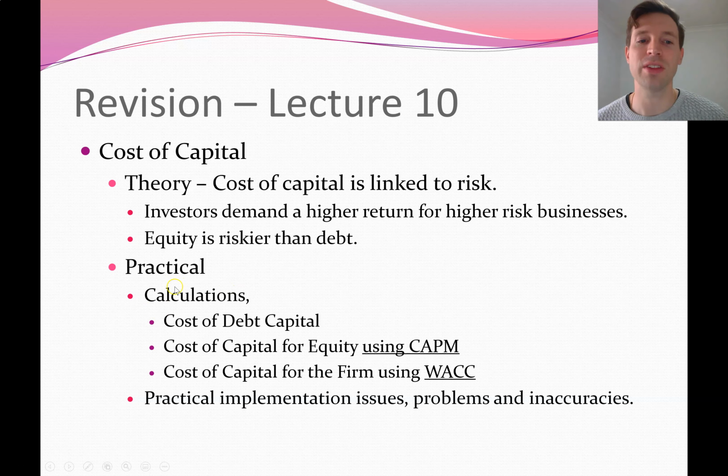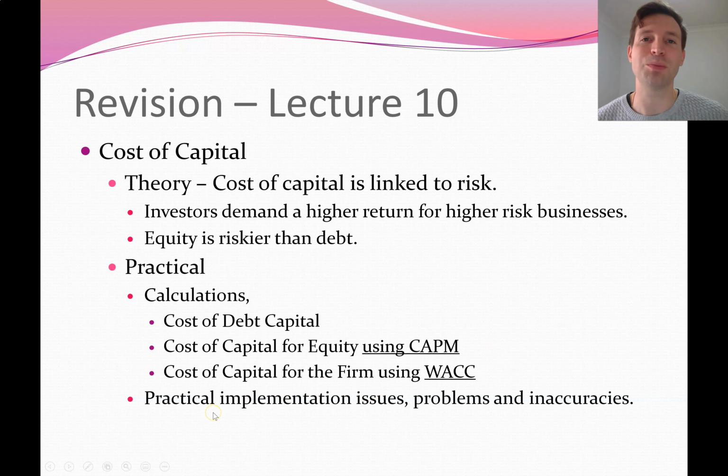Okay, so the practical side of things: you need to be able to calculate these 3 costs of capital. The capital asset pricing model is used for the cost of capital for equity. That's not given on your formula sheet. And the weighted average cost of capital is used for the cost of capital for the firm, and that's not given on your formula sheet either. So I want you to make sure you remember those different models.